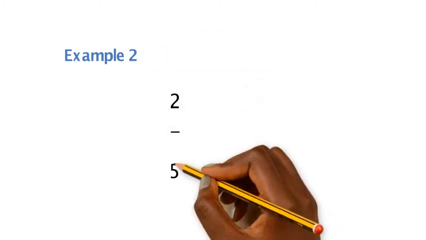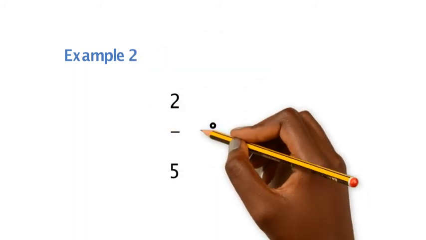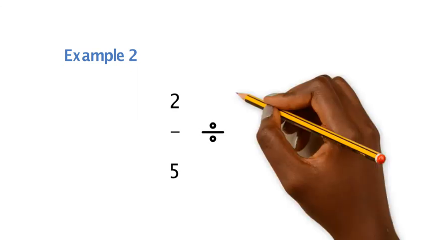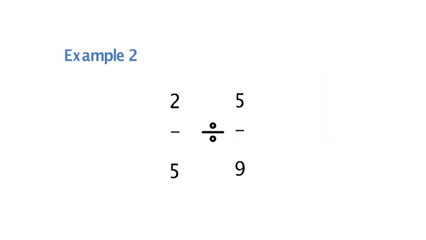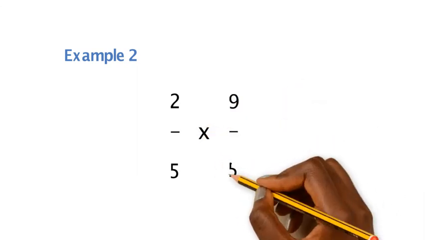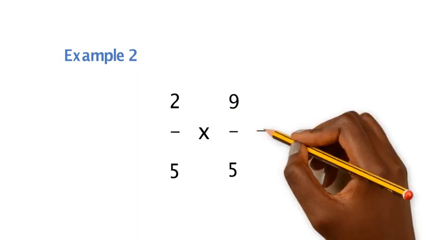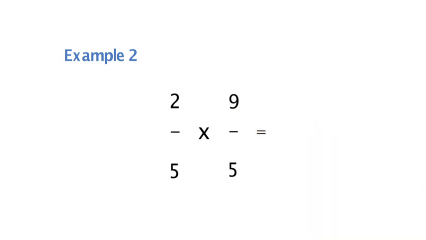Example 2. If we have 2 over 5 divided by 5 over 9, flip the 5 over 9 upside down, which leaves you with multiplying by 9 over 5. Hope this makes sense. This leaves you with an answer of 18 over 25.